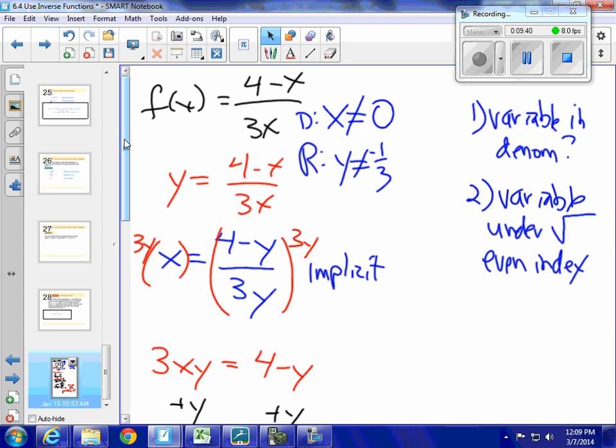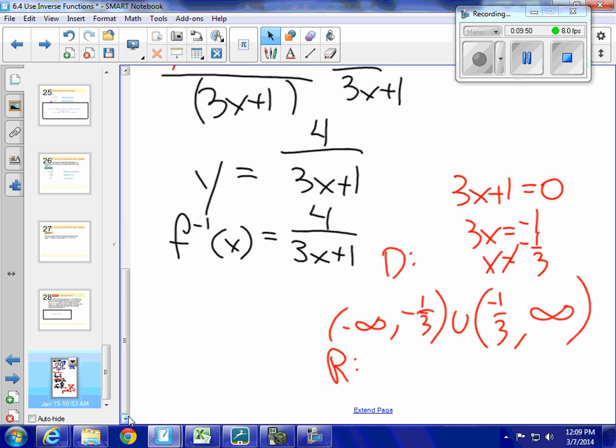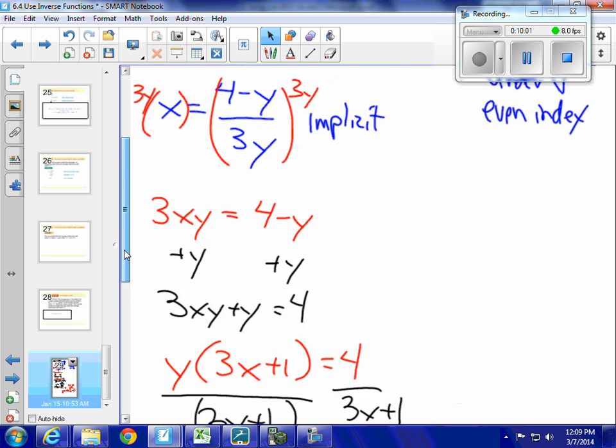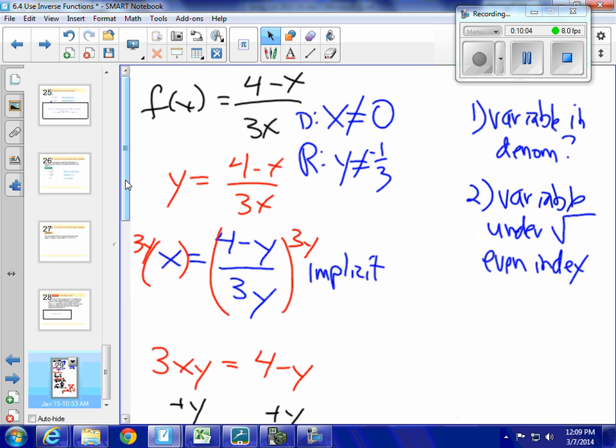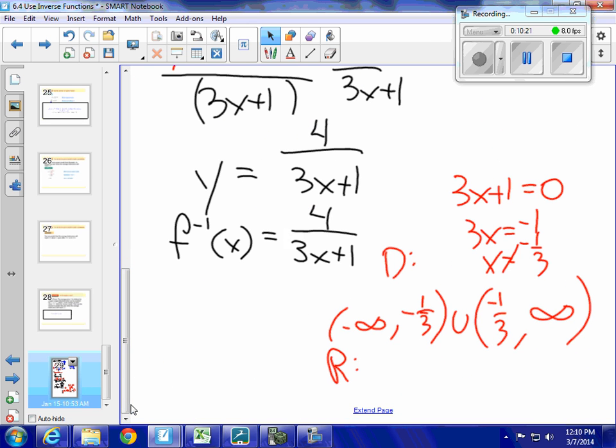Lila. I think you just said it was -1/3, but... The domain of the inverse is that x cannot be equal to -1/3. The range of the inverse is the domain of the original function. The domain of the original function, x cannot be equal to 0. So the range of the inverse would be y cannot be equal to 0.